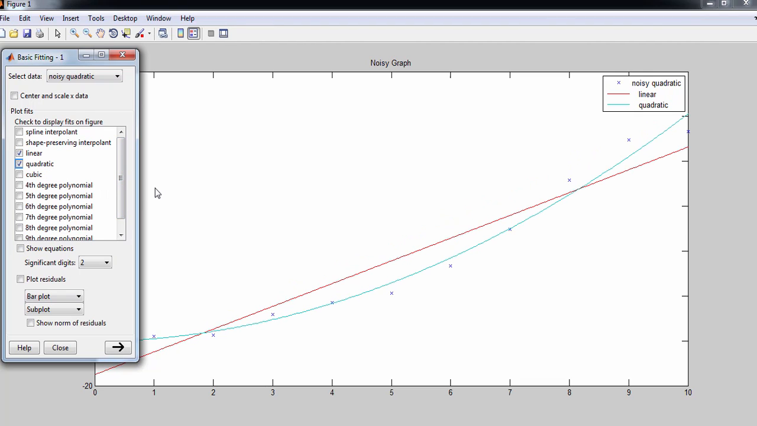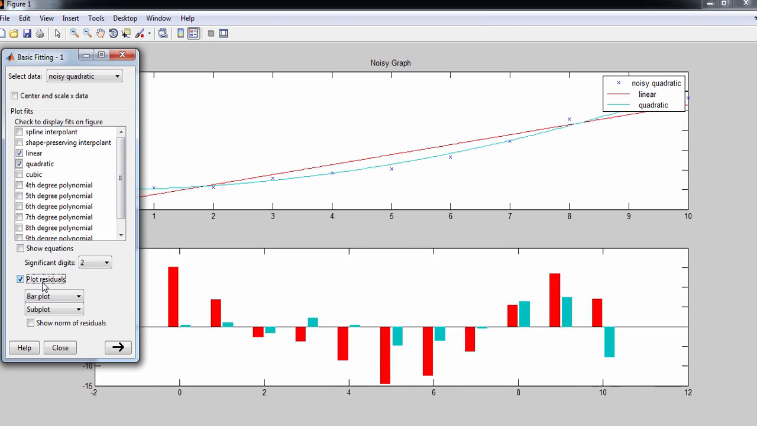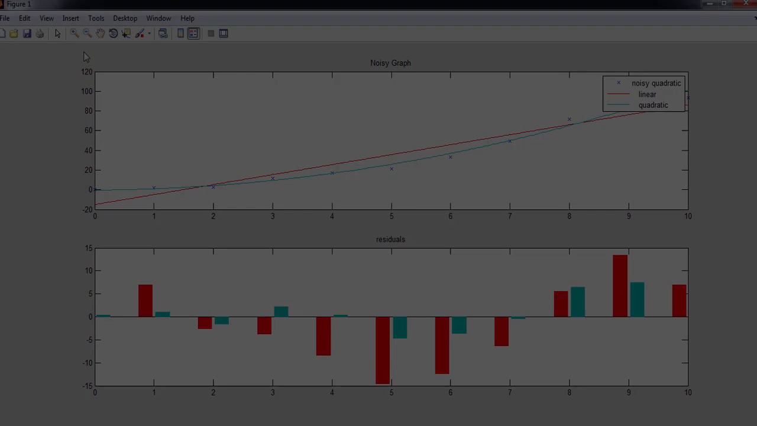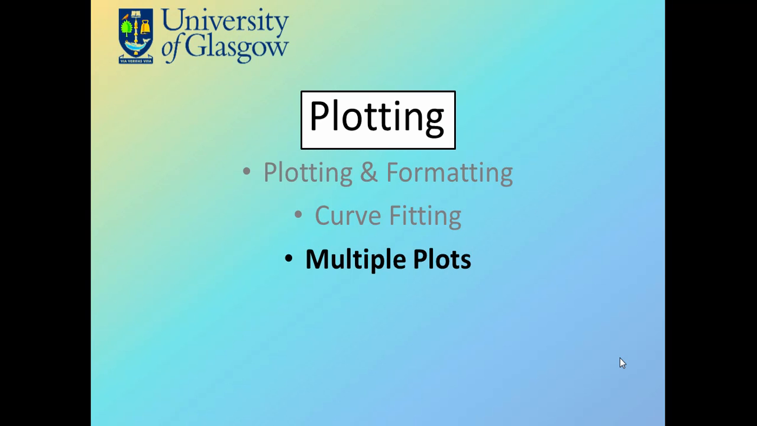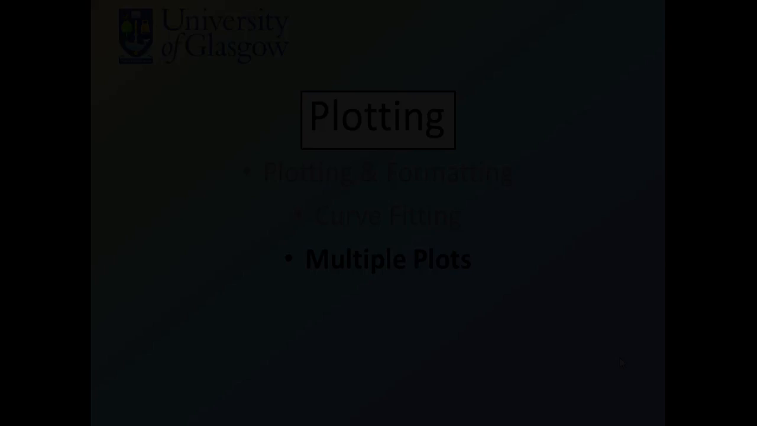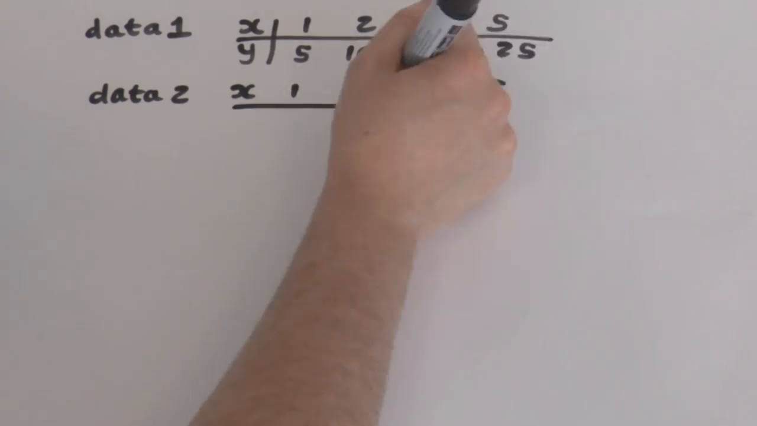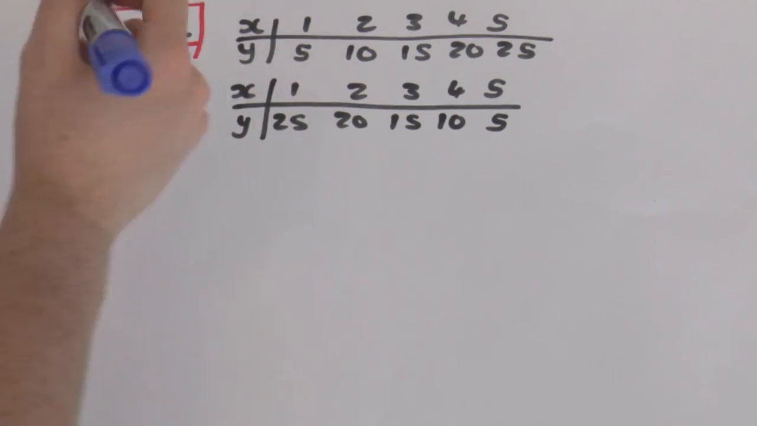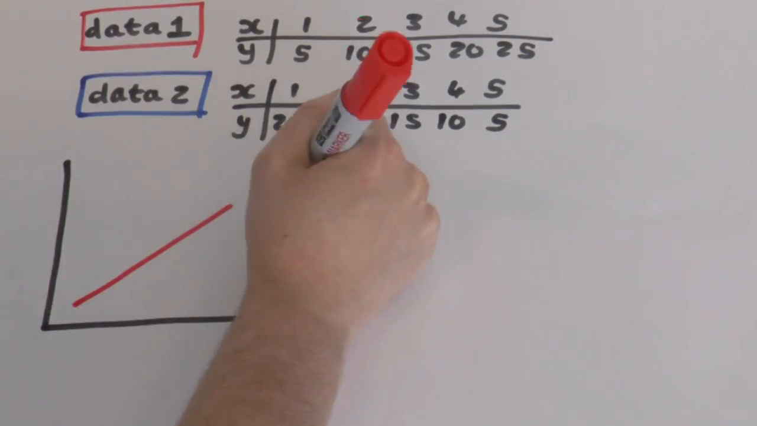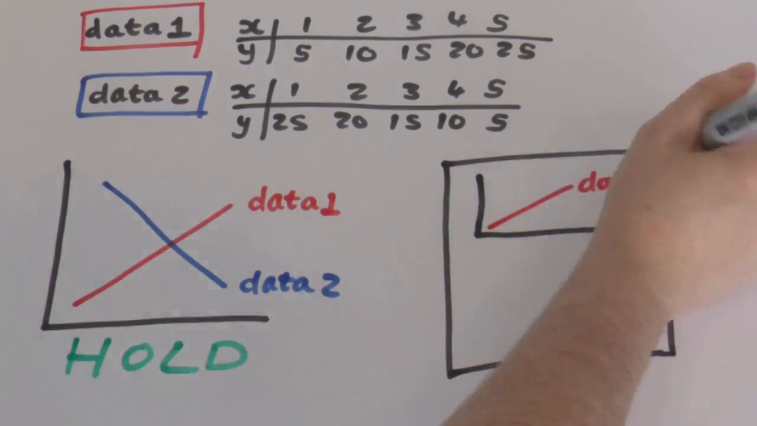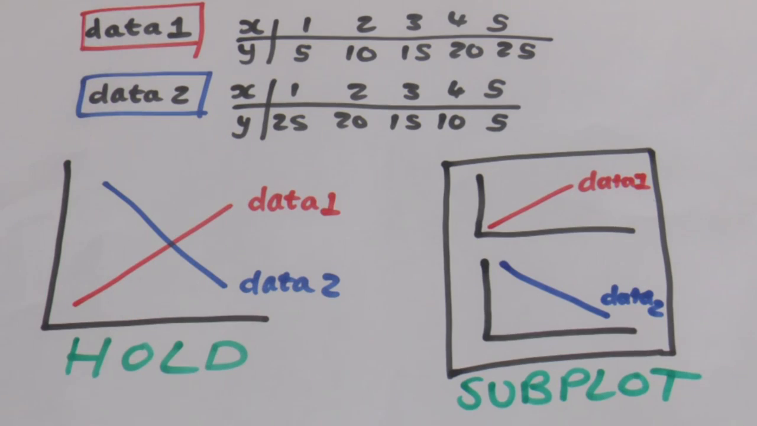The goodness of fit between the different lines can be compared by plotting residuals. This plots a bar chart of the difference between the point's location and the distance in the y-axis from the fit line. It may be the case that you have different data sets that you want to compare. This can be done either by putting the graphs all on the same axis with the hold command, or they can be plotted in the same figure but on different axes with a subplot.